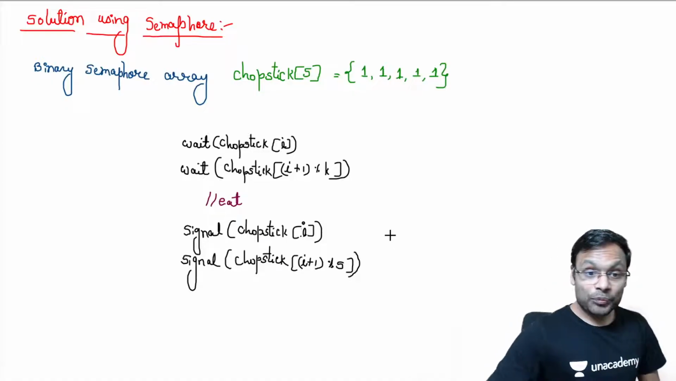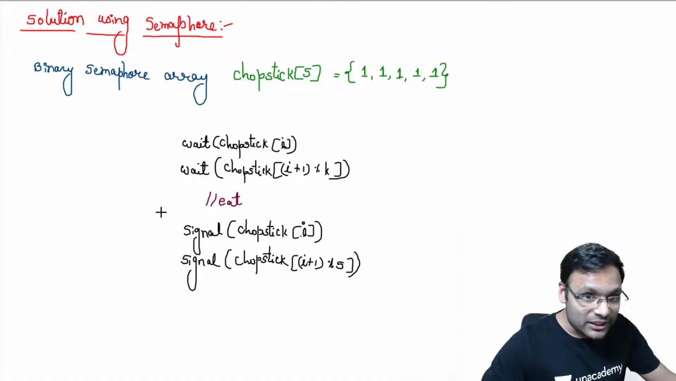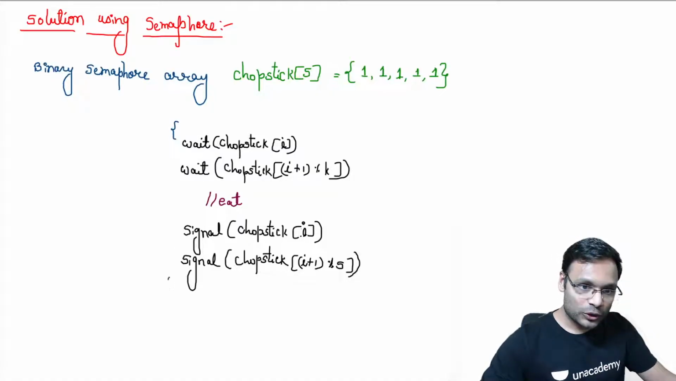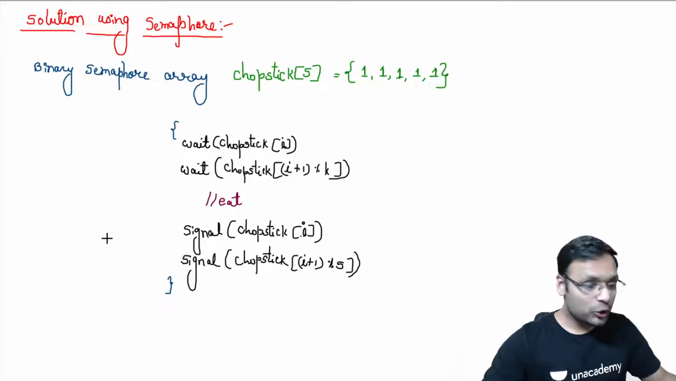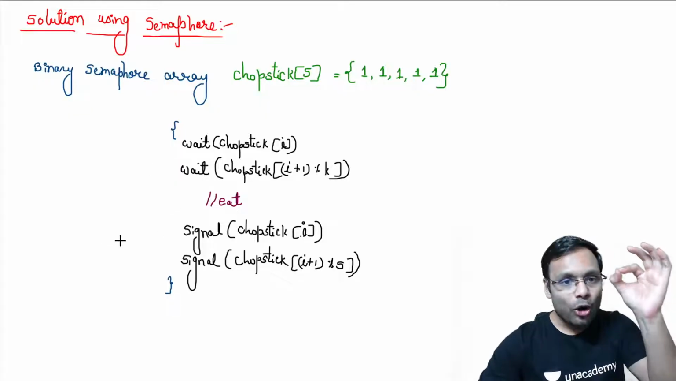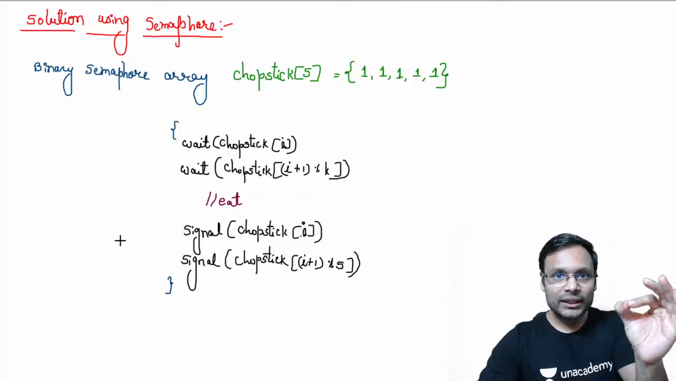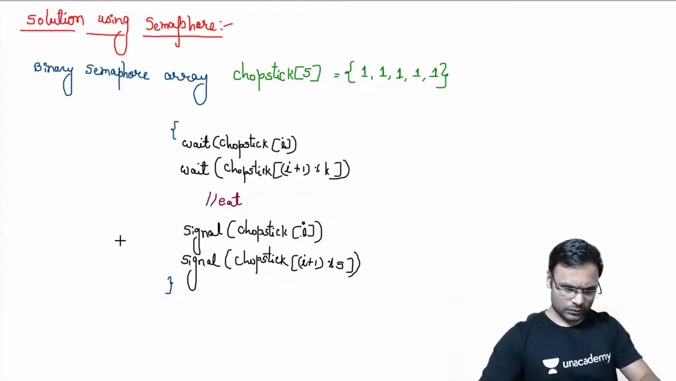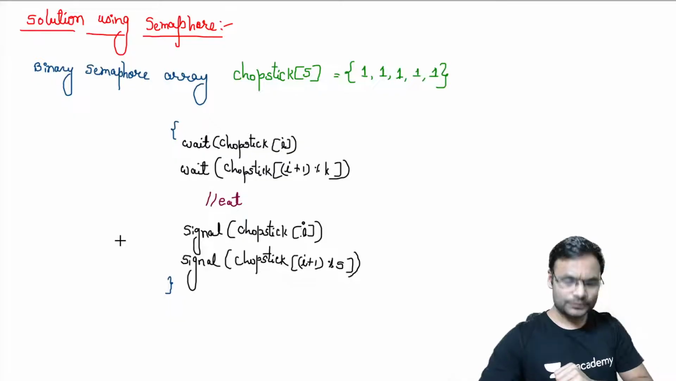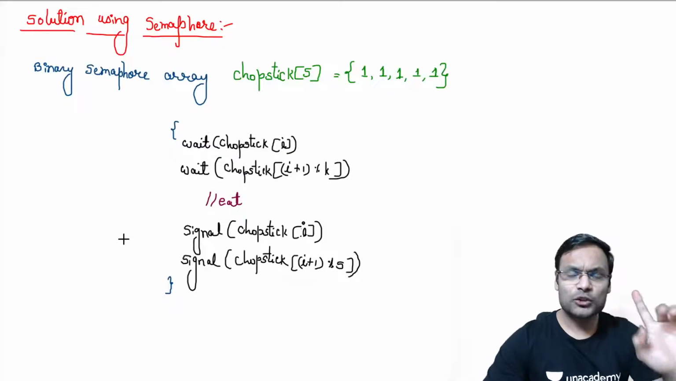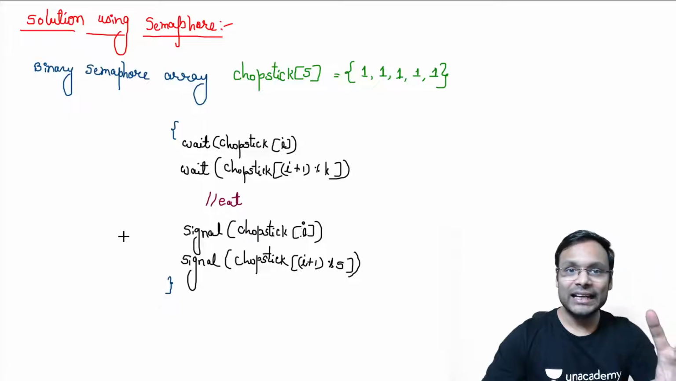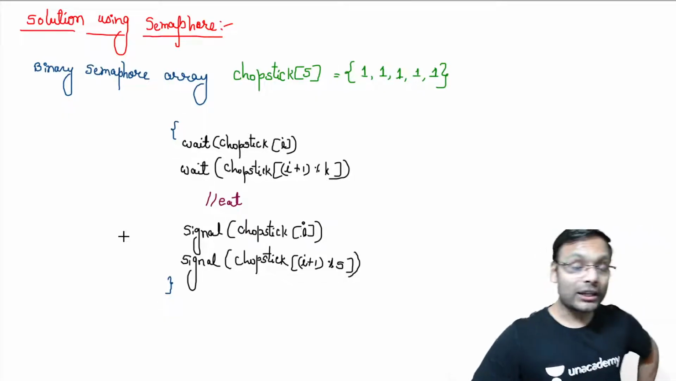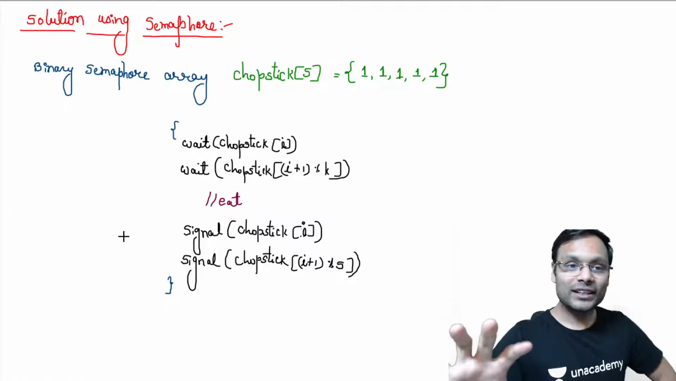Okay, fine. Now the problem with this solution is, this solution may lead all the philosophers to wait for infinite time. This particular solution may lead us to have a deadlock in the system. Now what is a deadlock? If you know what a deadlock is, well and good.